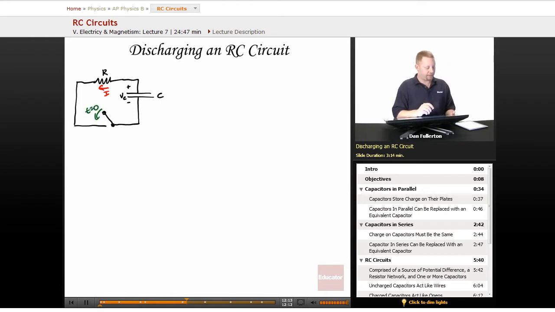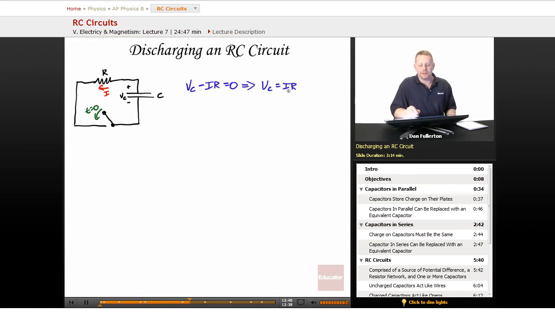Well, if we close that switch at t equals 0, we know right away, as we go around our circuit, Kirchhoff's voltage law, as we go around our circuit in this direction in a clockwise manner, I see positive VC minus IR, and I get back to where I start, must equal 0. Therefore, the voltage across our capacitor must equal IR.